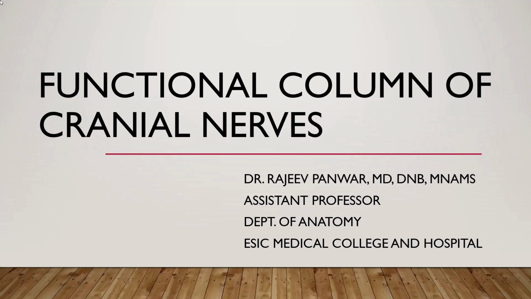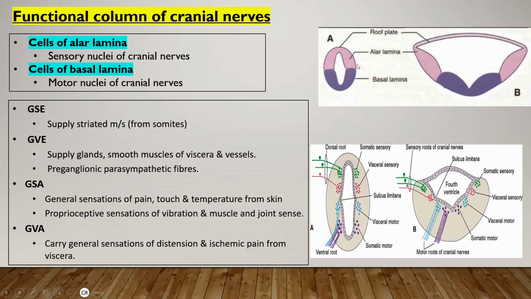Hello everyone. So today's topic is functional column of cranial nerves. So as you know, during the development of central nervous system, we have seen how the neural tube was divided by sulcus limitans into dorsal part, that was alar lamina and roof plate, and the ventral part, the basal lamina and the floor plate. So here we already know the cells of the alar lamina going to form the sensory nuclei and the cells of basal lamina going to form the motor nuclei.